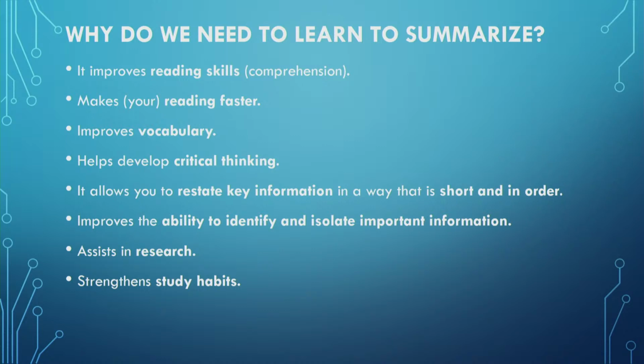Then it helps also to develop critical thinking. So you're going to become a critical thinker. Summarizing allows you to restate key information in a way that is short and in order. So you are able to restate the key information, meaning the main information or main ideas, in a short, brief way and also orderly. Another reason why we should learn to summarize is that it improves the ability to identify and isolate important information.